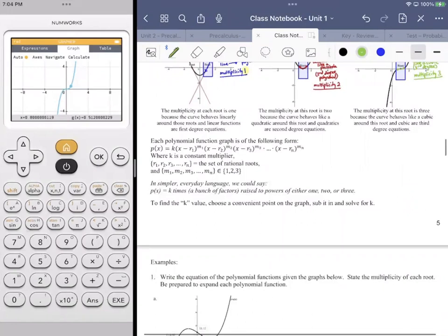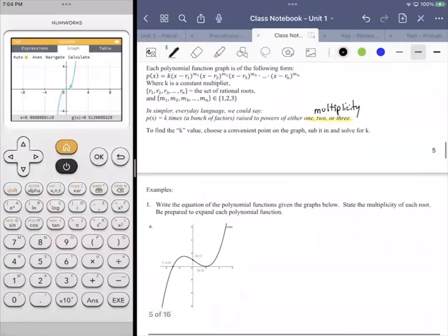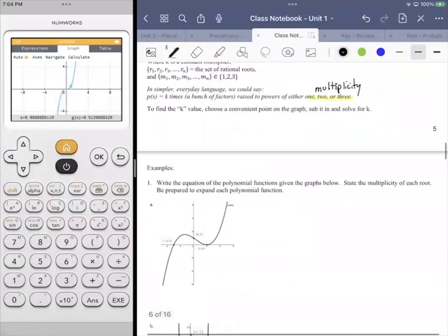The reason why it's 1, 2, or 3 is because the 1, 2, or 3 comes from the multiplicity. Let me get rid of this. Multiplicity. I have a few examples here. And in most cases, I have to give you some aspects of the graph. But the idea here is to be able to come up with the equation of the polynomial function that would produce this graph, when graphed.